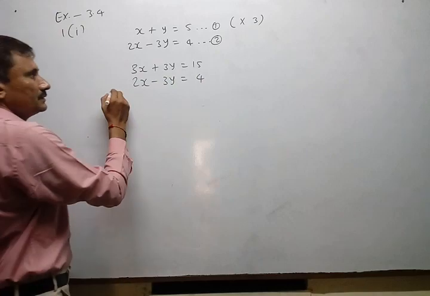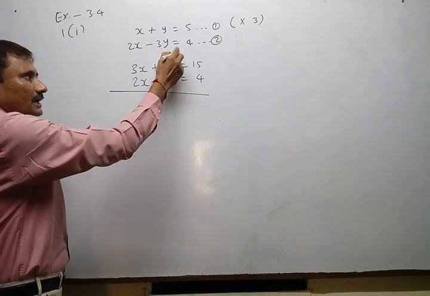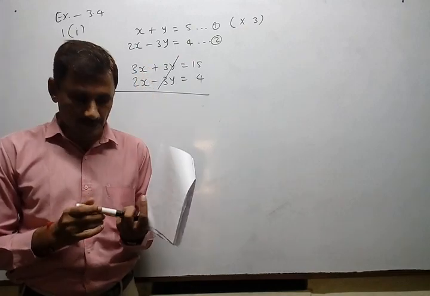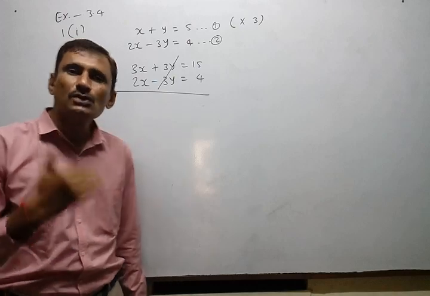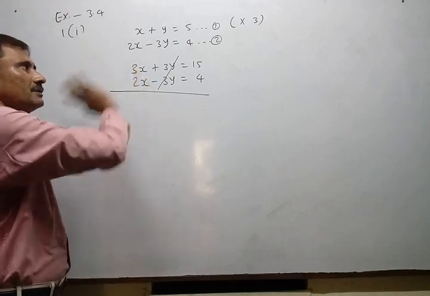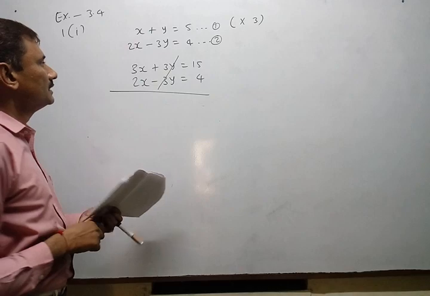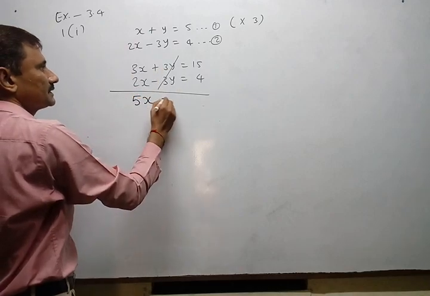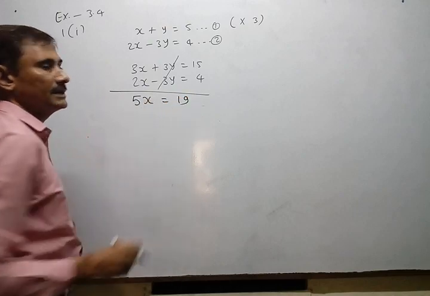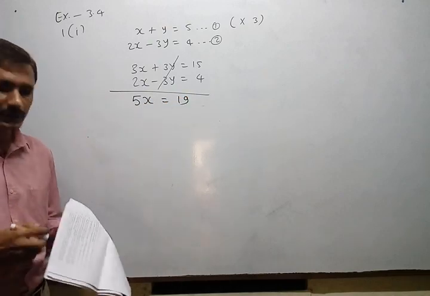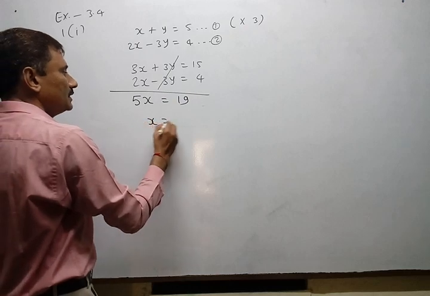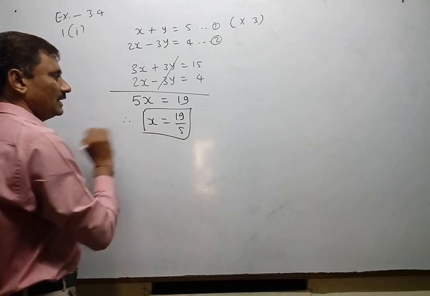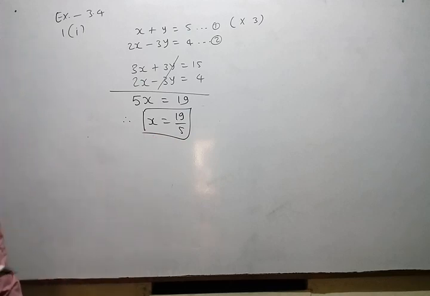2. Now, by addition only we can eliminate y because the sign is already opposite. If the sign is not opposite but the same sign is there, then you should subtract the second equation from the first. Okay. So this is eliminated. Now 3 plus 2, 5x equal to 15 plus 4, 19. Okay. So x equal to 19 upon 5. That is the first value, of variable x.